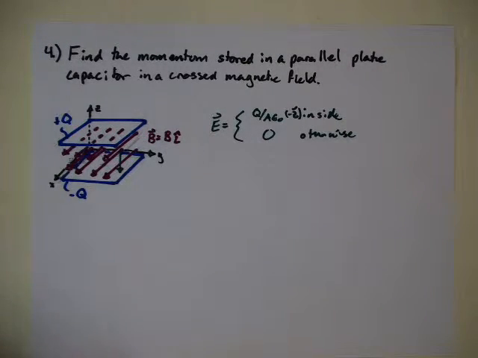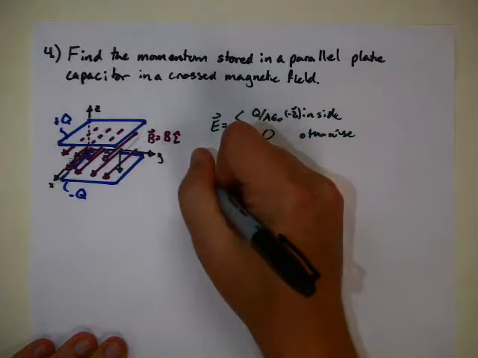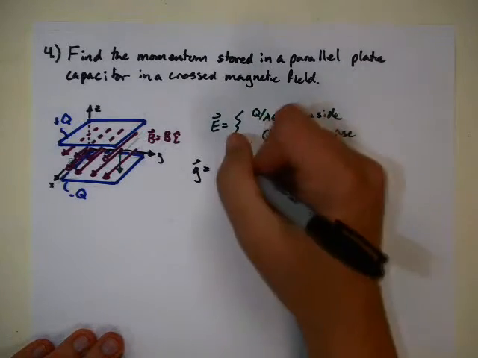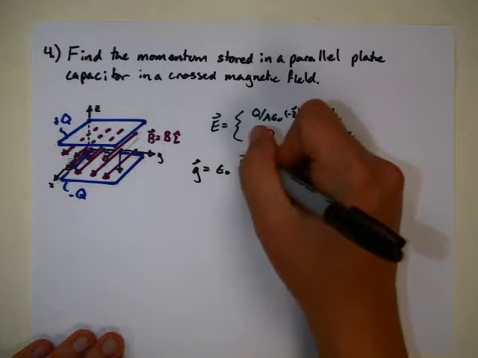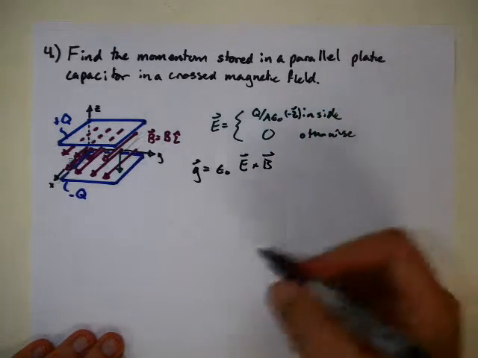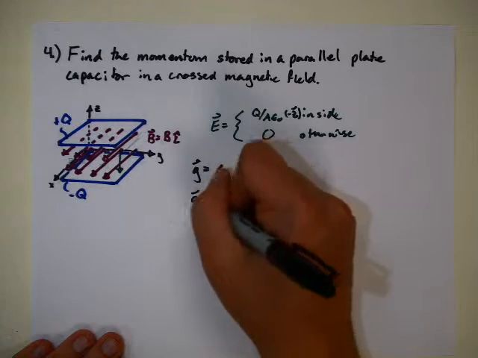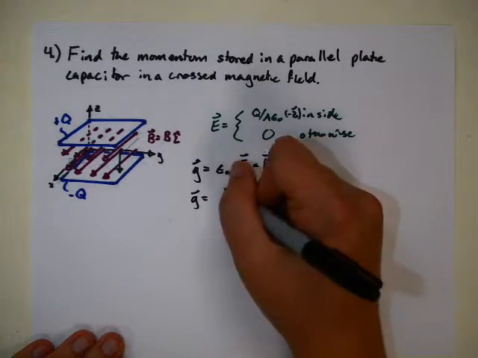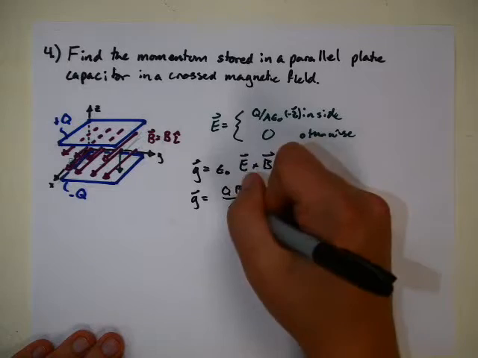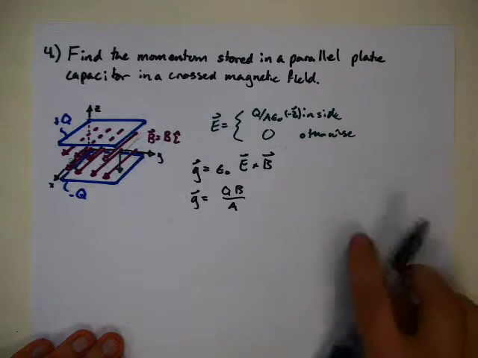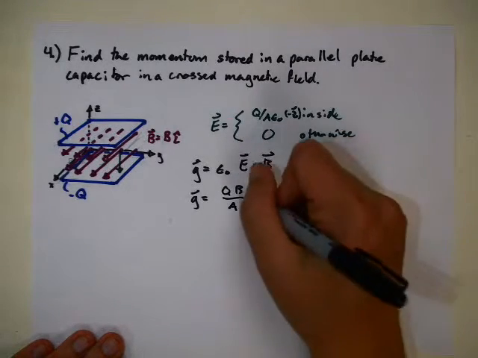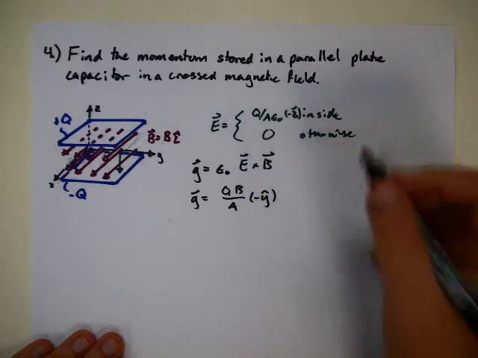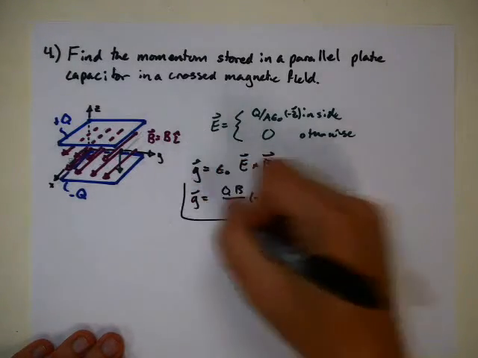I have already been given B, and so to find the momentum, I just use the expression for momentum density in the field. So momentum density in the field is, by definition, epsilon naught E cross B. So I plug that in, and the momentum density in the field is going to then be QB over A. And then the cross product, so minus z cross positive x will be in the minus y hat direction. And so that's the momentum density.